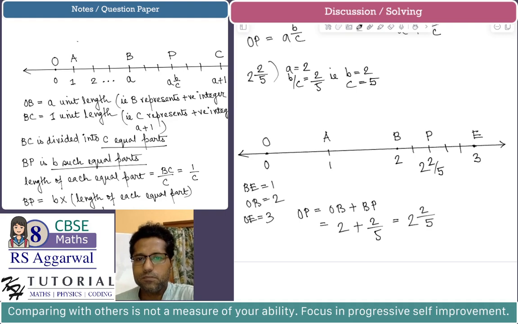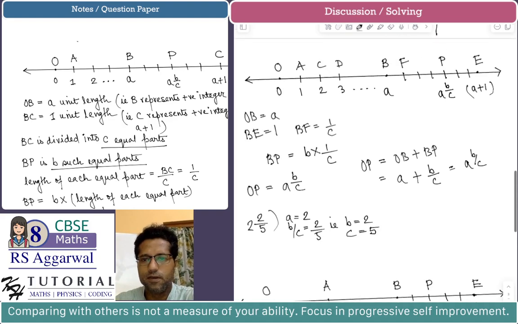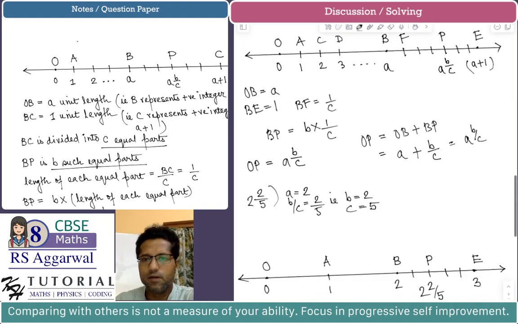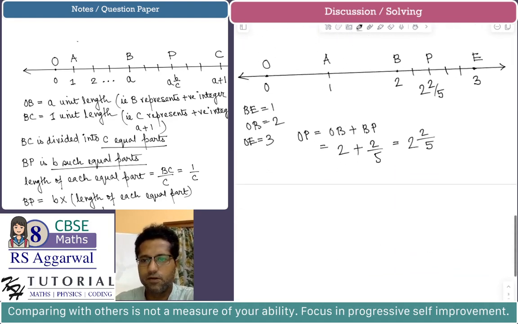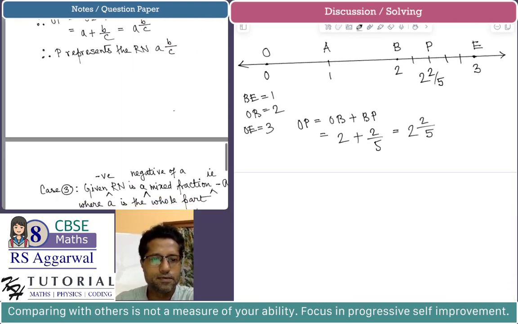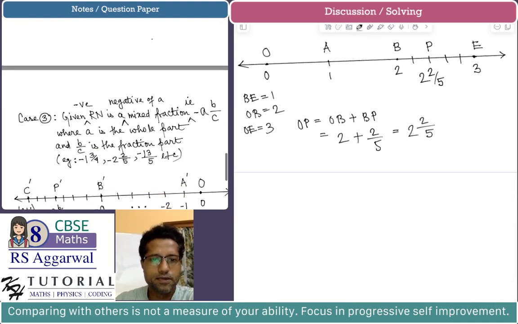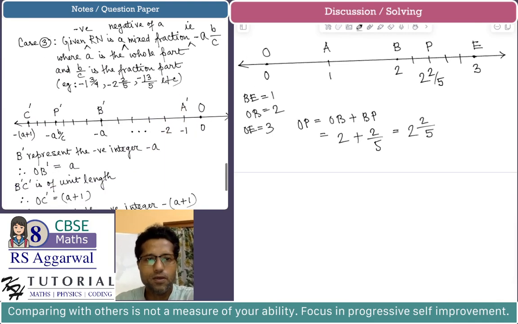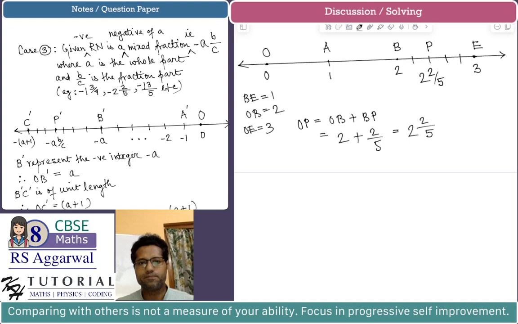Now regarding case 4, it is similar to case 3, just that the rational number will be negative. So if you see, this is written as case 3, but it will be case 4. You have the negative rational number which is of the form minus a.